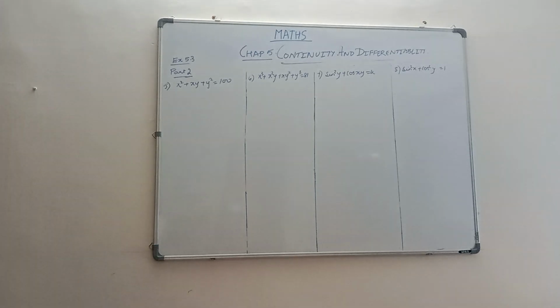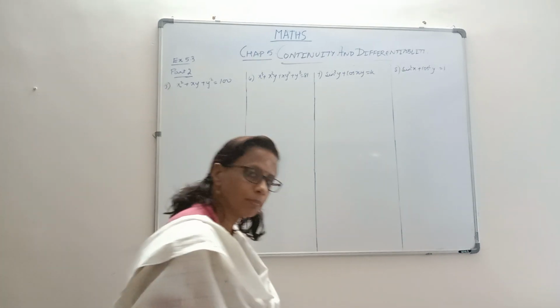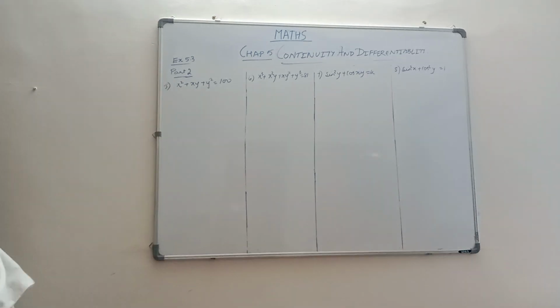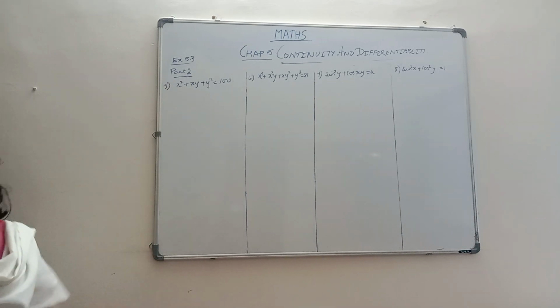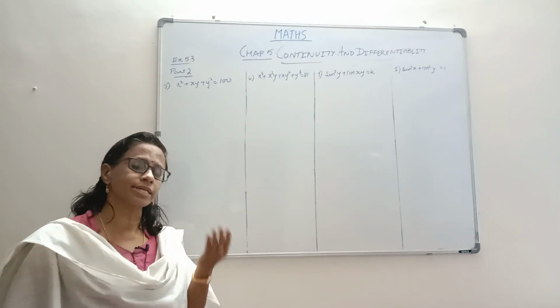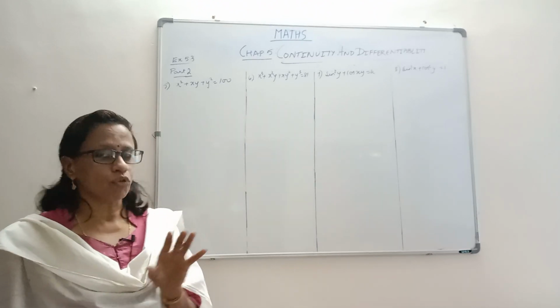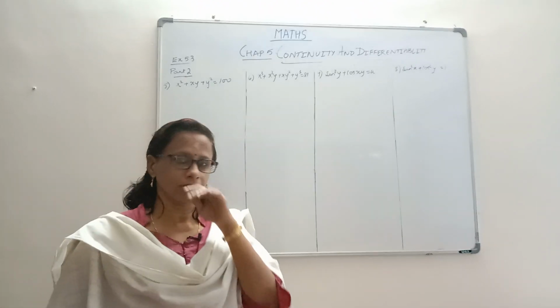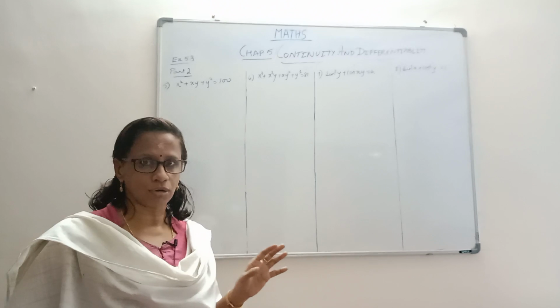Hello folks, we quickly come to this part 2 video of this exercise 5.3 and we are going to see another lot of questions. Same thing, implicit functions. We are going to take the derivatives on both sides, only being a little careful when a y derivative comes. That's all. So by now we have got used to how to deal with it.